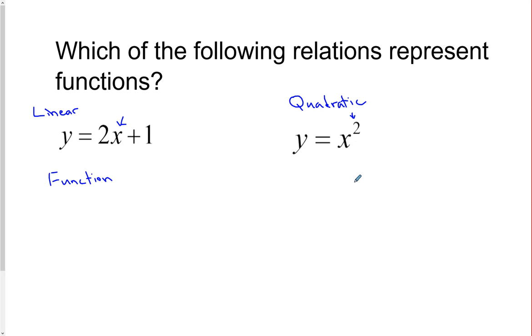What if we look at our quadratic here? Let's say I put in a 1 for my x. 1 squared is 1. There's only one possible value. Let's say I put in a 3 for x. 3 squared is 9. 9 is the only possible value you can get out. So for whatever number we put in for x, there's only one possible number that we can get as our output, as our y value. So this is also a function.